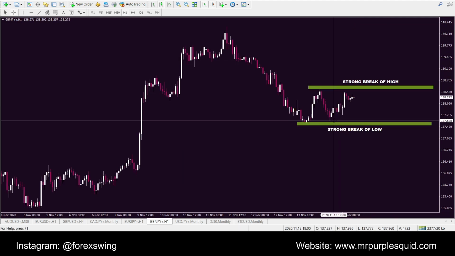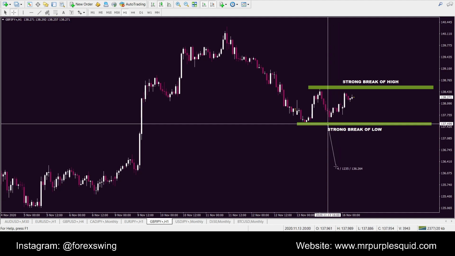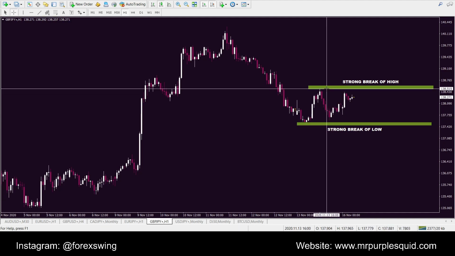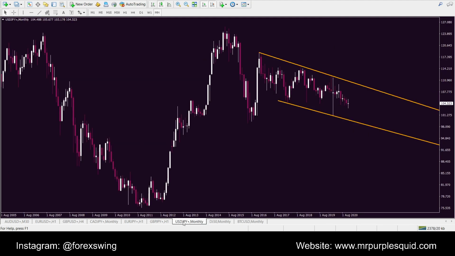And here we have them. So if we get a strong break below this, I'll sell. Strong break above here, I'll buy. So that's it for GJ. Moving on to UJ.